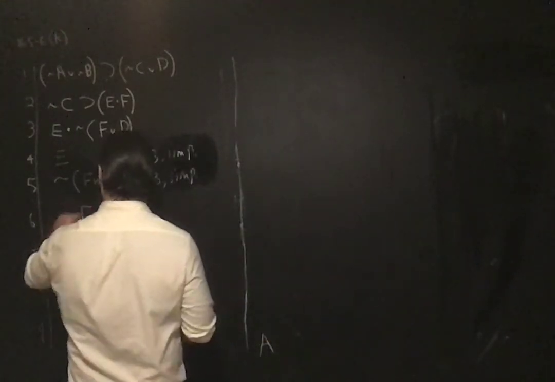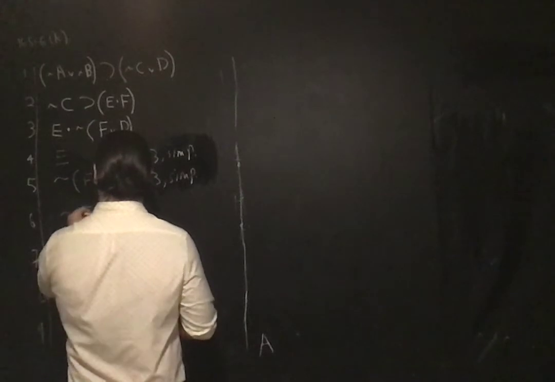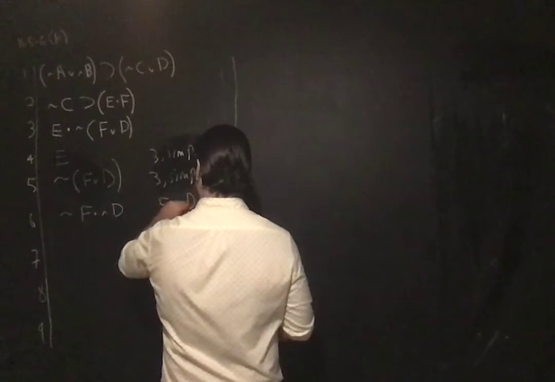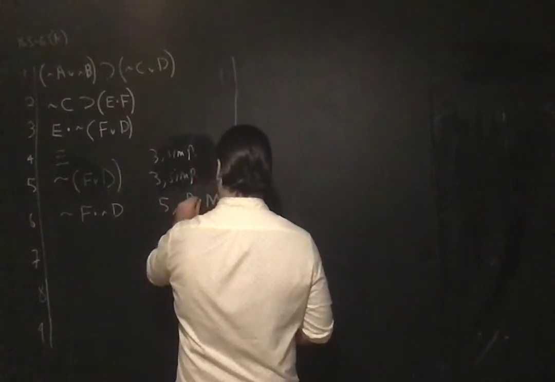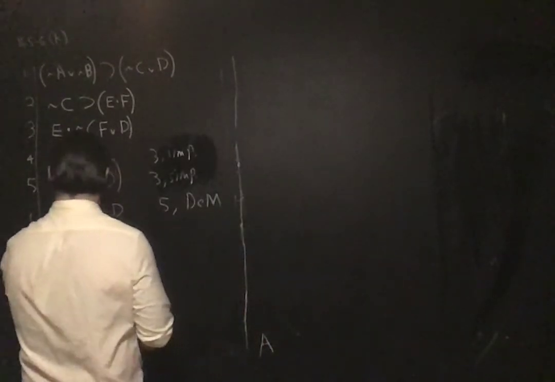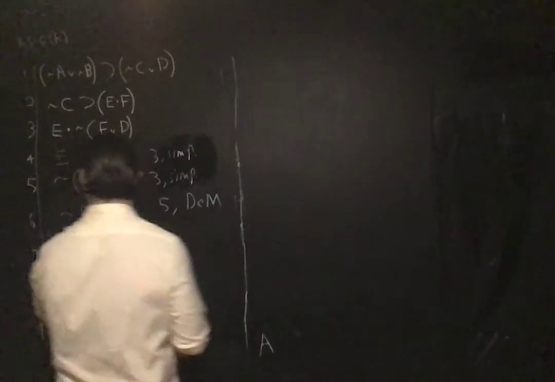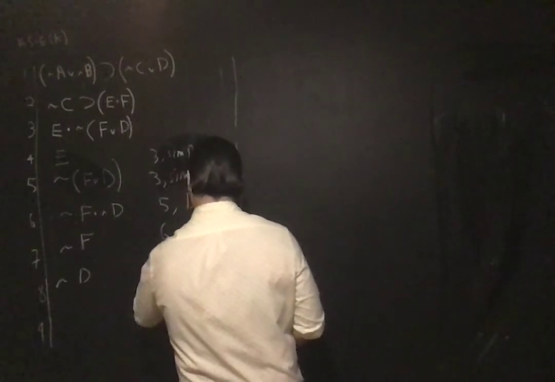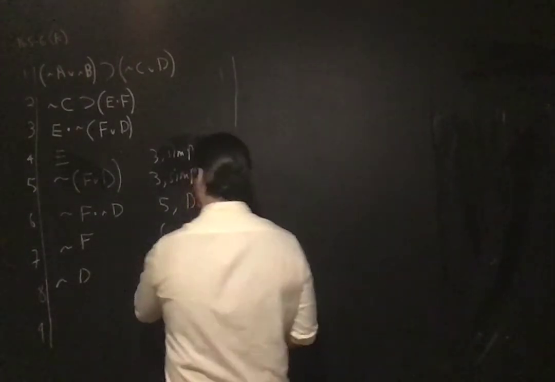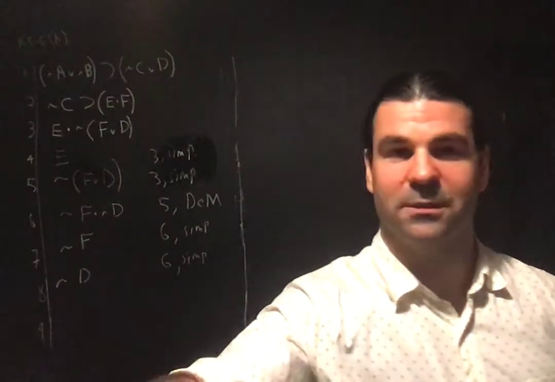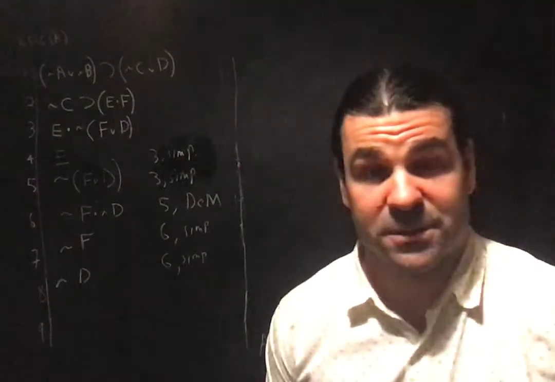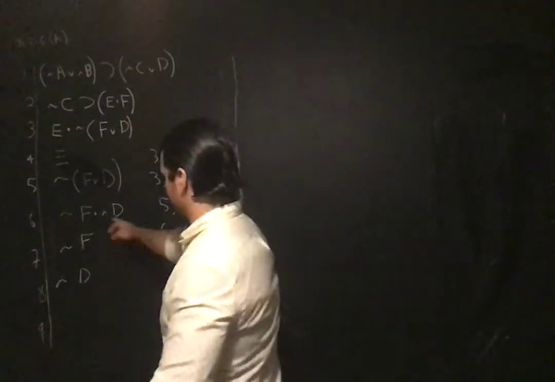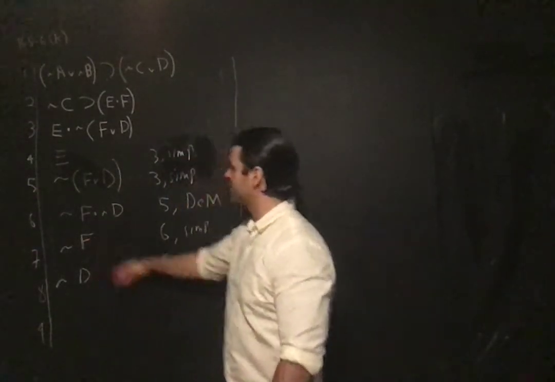So not F and not D, 5 De Morgan's, right? Not F, not D, 6 simp, 6, right? It's a happy face because negated disjunctions are happy faces because it allows 3 quick moves which get us the conjuncts, the resultant conjuncts all by themselves. Okay, so we have that.